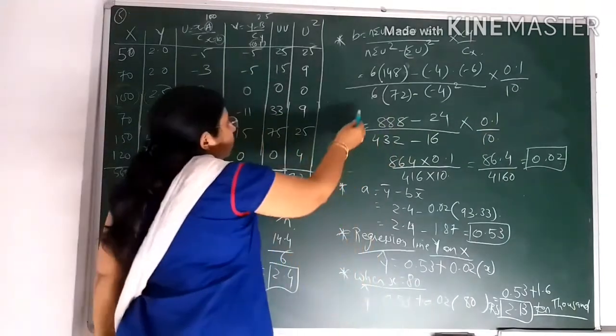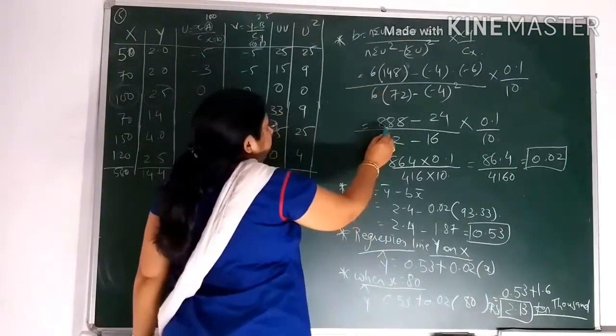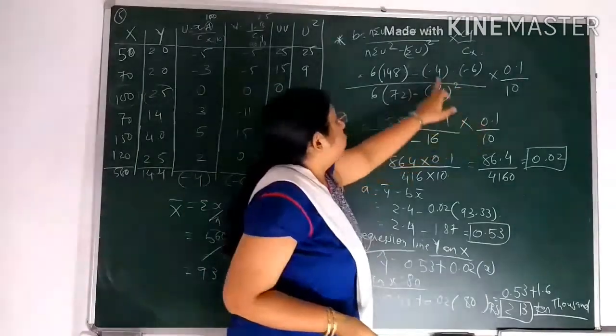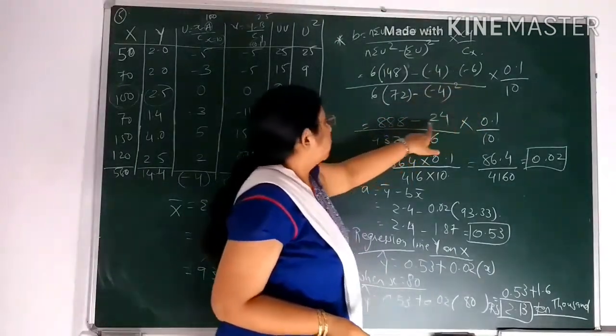Now multiplying first of all 6 into 148, it would come to 888 minus 4 6s are 24, negative will become positive, so minus 24.